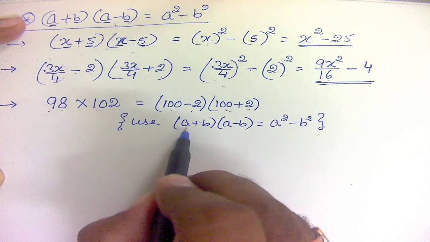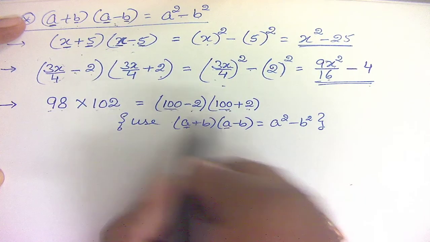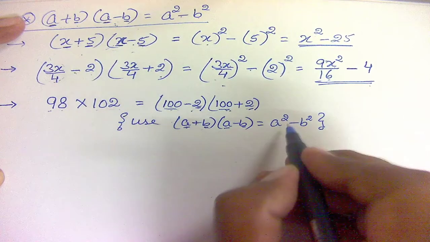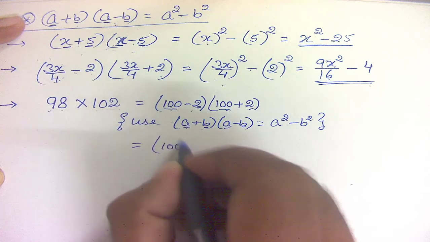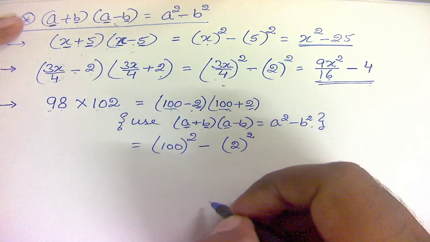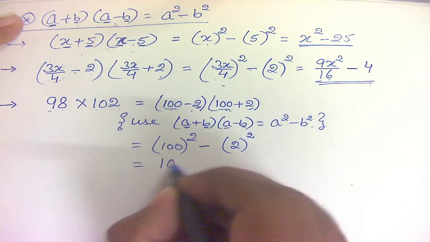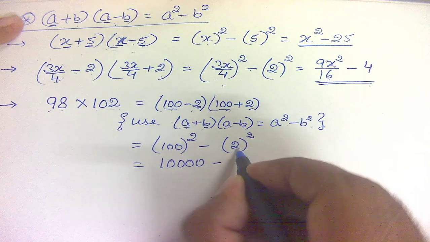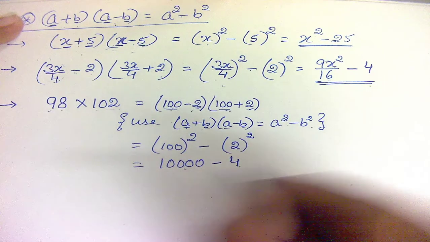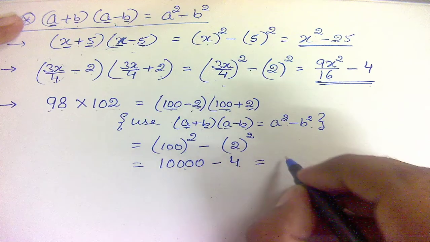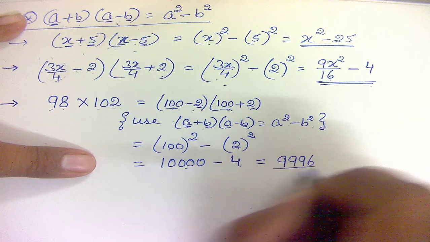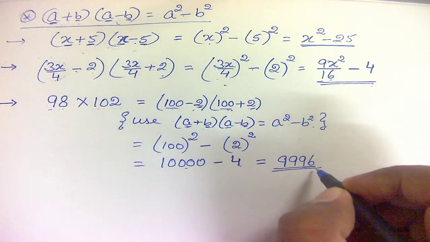Now what is a? a is 100. You can see here both the a's have the same value, 100. And what is b? b is 2. So this will be equal to a squared, that is the square of 100, minus b squared, that is the square of 2. Now what is the square of 100? The square of 100 is 10,000. And what about the square of 2? It is 4. Now 10,000 minus 4, you can subtract it, and you get 9,996. So this is the result.